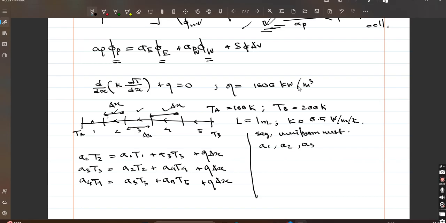So A1, A2 and A3 will be nothing but k divided by delta x, right? From the general scalar transport equation, we saw that gamma by delta x, we got something like this. This is nothing but the same thing, right? A1, A2, A3 will be this, and also A1, A2, A3, A4 and A5. Everything will be this, okay? So all these values are the same.